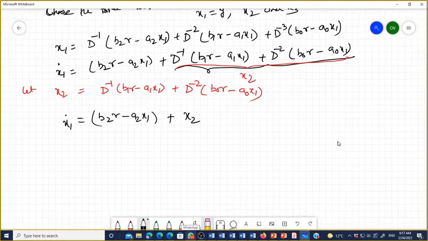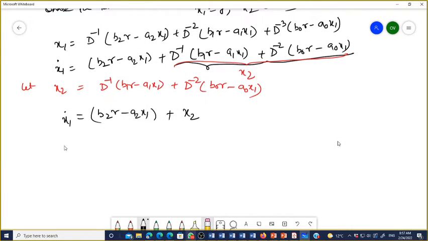What will be the x2 dot? It is b1 r minus a1 x1 plus x3. So this is D inverse x2, b naught r minus a naught x2. This is the b1 r minus a1 x1 plus D inverse b1 r minus a1 x1.